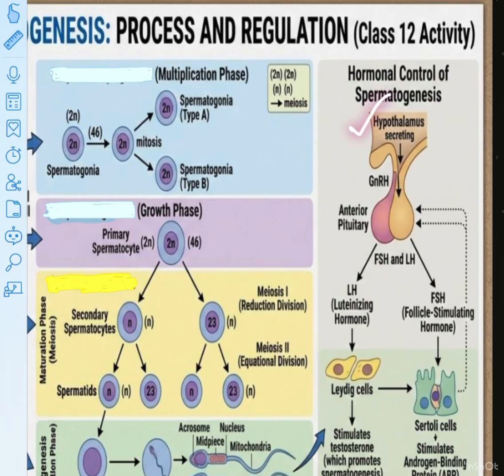First, the hypothalamus. The hypothalamus secretes, as we all know, a releasing hormone. Here the releasing hormone is GnRH, that means gonadotropin releasing hormone. As it is named, it stimulates the pituitary to secrete gonadotropin, and you can see from the anterior pituitary, the gonadotropins are FSH and LH. FSH means follicle stimulating hormone and LH means luteinizing hormone.